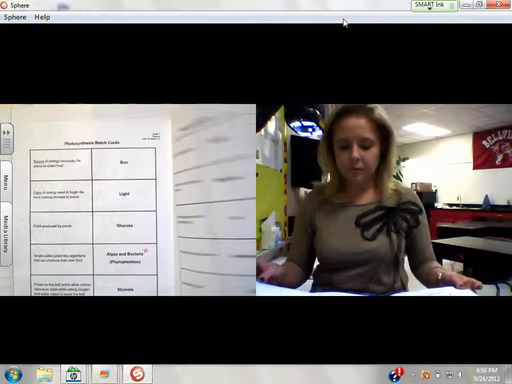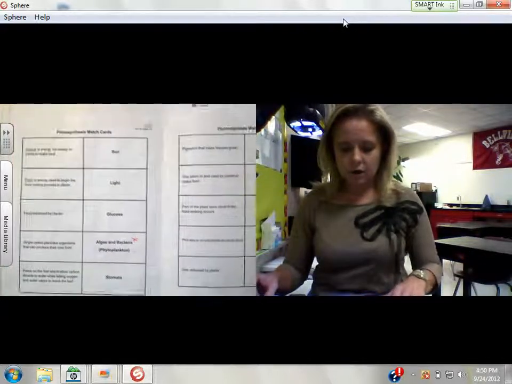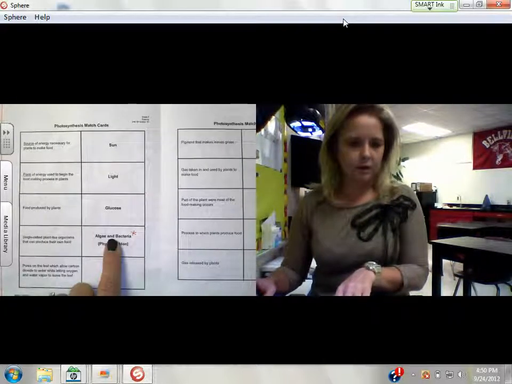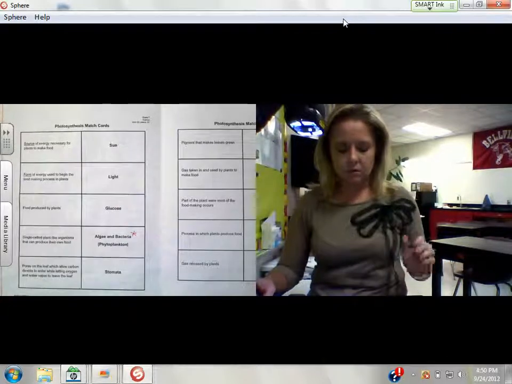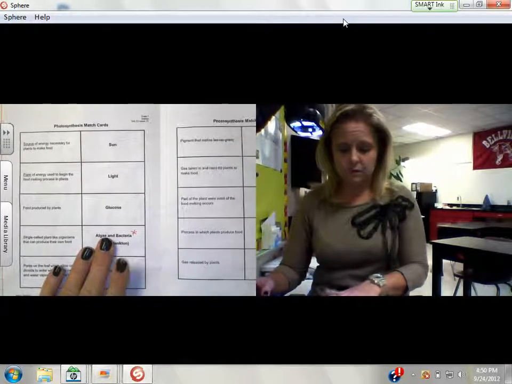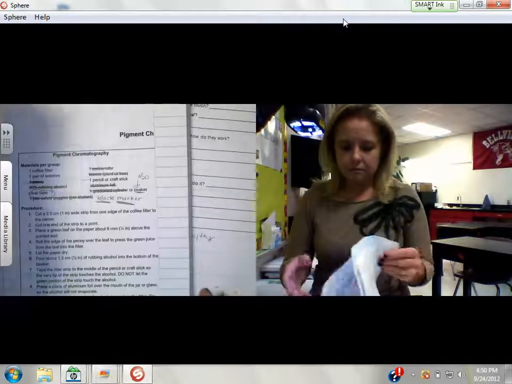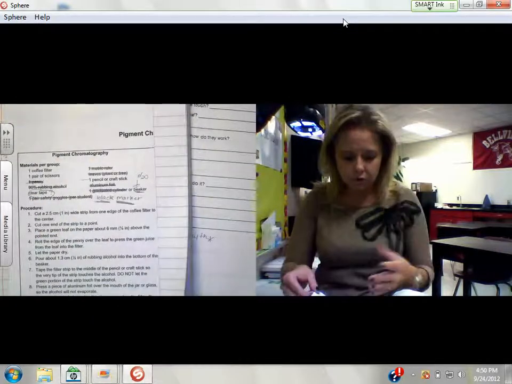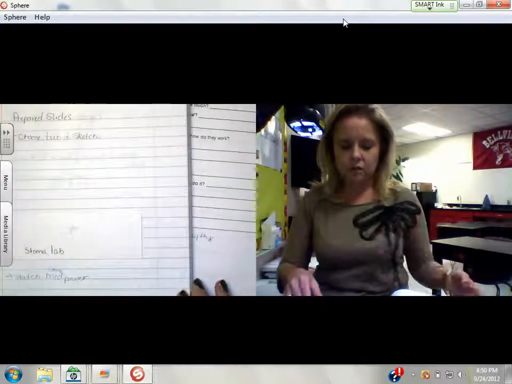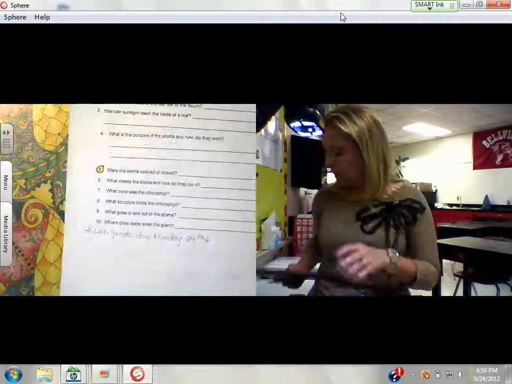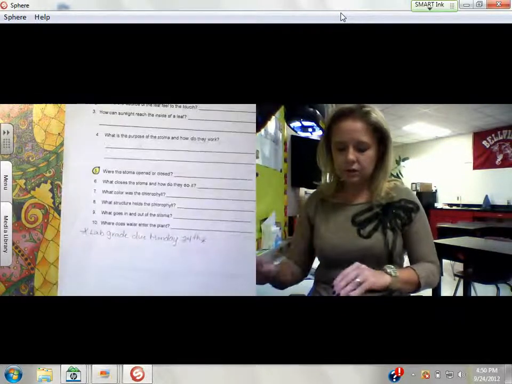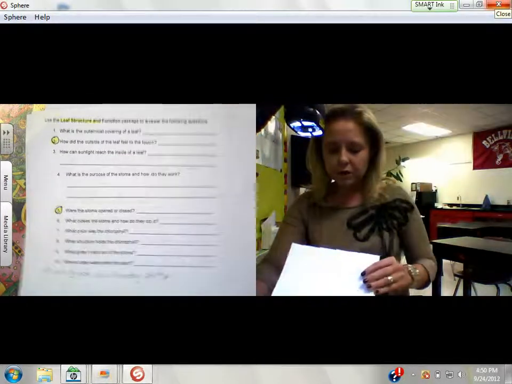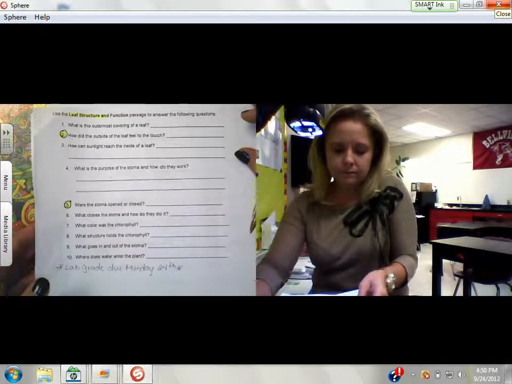Okay, the photosynthesis match cards: the only vocabulary words that were not on the test are algae and bacteria, or plankton. We'll use those next unit, but right now those are not going to be on this test. Okay. For the most part, that's all we have. Some of these things have been reinforced, but as far as studying, that's what you really need to study. Okay. I'm going to show you the correct answers so you can go over to the leaf structure and function page. I want you to make sure you have your right answers to study for your test.